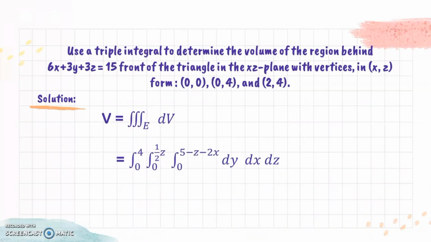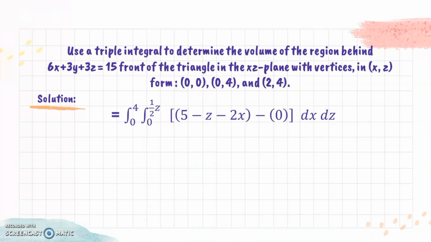Well, integrating a triple integral is also similar to integrating a double integral. We have to integrate the innermost part first. So, the integral of dy is just y. And evaluating this from 0 to 5 minus z minus 2x, we get 5 minus z minus 2x minus 0, or simply 5 minus z minus 2x.